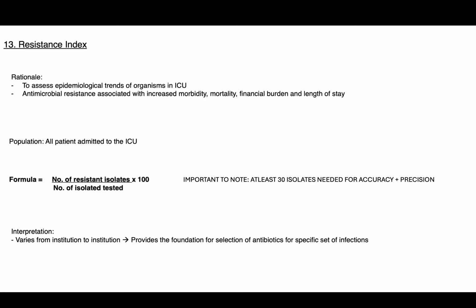The important thing you need to keep in mind is here at least 30 isolates are needed for accuracy and precision. So the interpretation varies from institute to institute. So it provides the foundation for selection of antibiotics specific for a set of infections. So that is why you need to know about this resistance index.